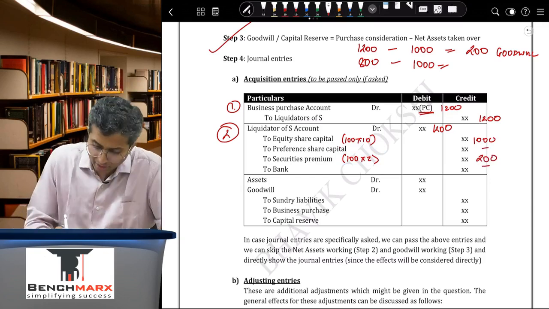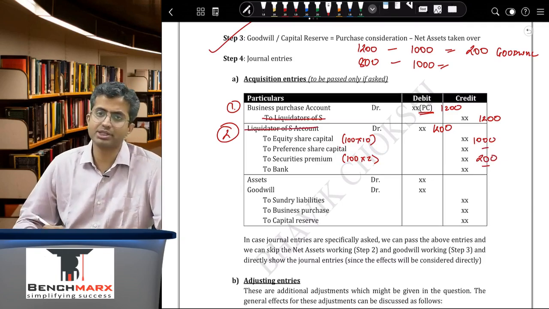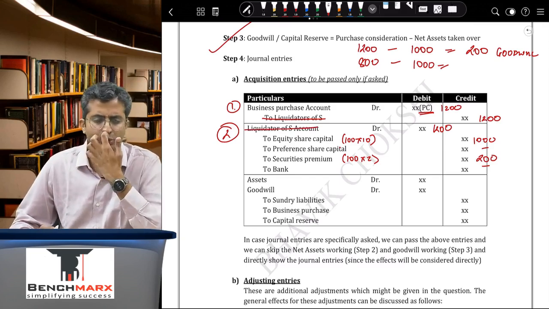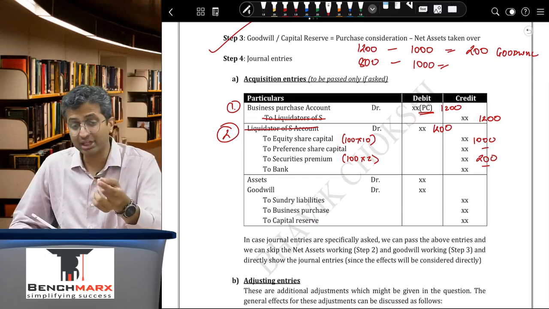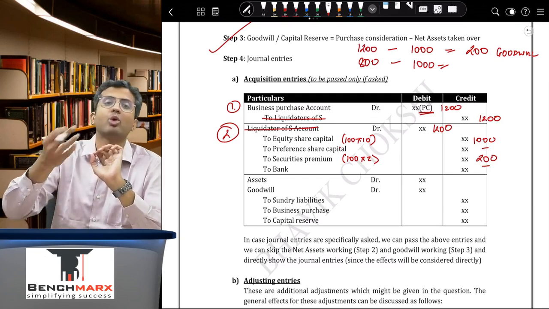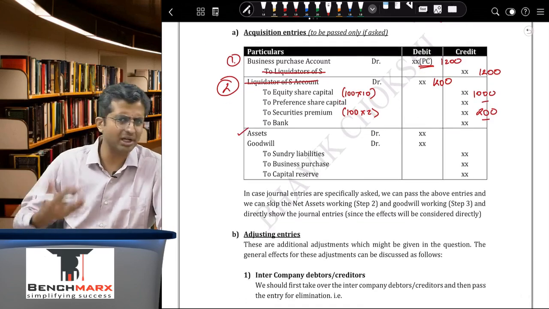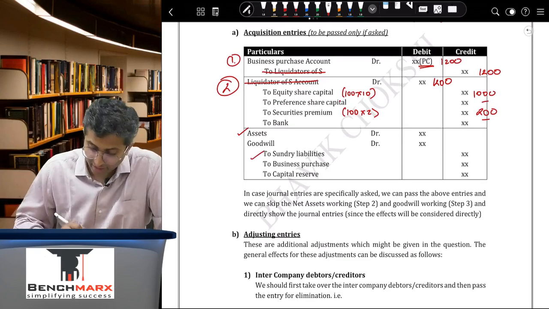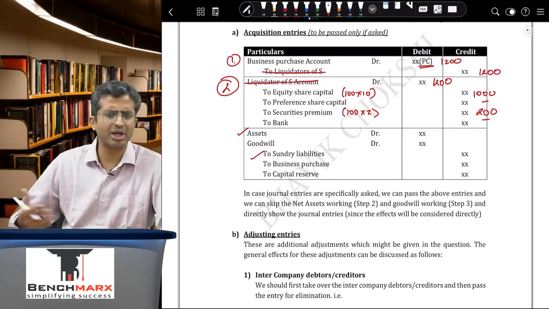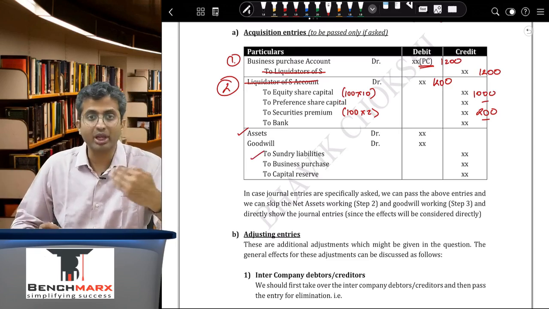Now the liquidator account, which is a temporary account, is closed. However, the business purchase account is still open. Now, what does the business represent? The business represents individual assets and liabilities of the selling company, and as a result, in lieu of the business, we will take over the individual assets. Assets account debit, this may be land, building, inventory, trade receivables, everything. Sundry liabilities, debentures, trade payables, loans, whatever, at the agreed values. So you will take over all assets and all liabilities.